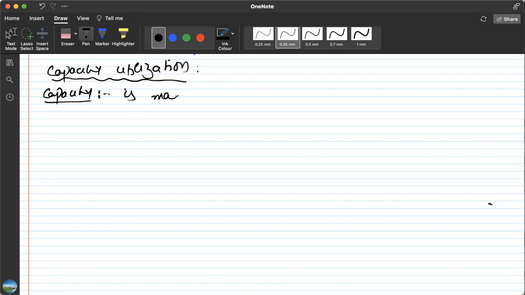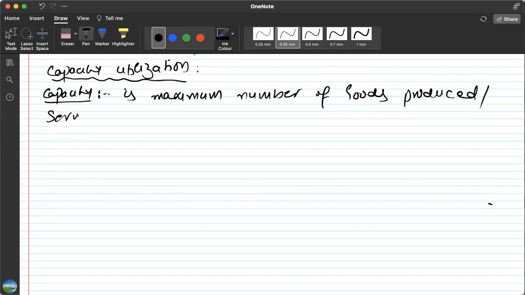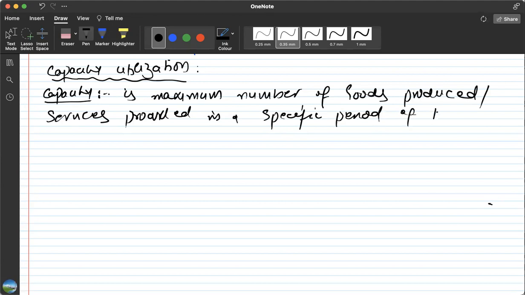Capacity is the maximum number of goods produced or services provided in a specific period of time, using all the resources available by the business.